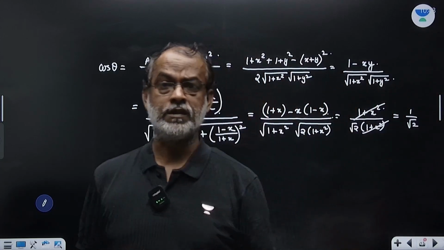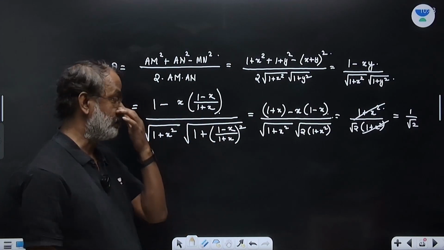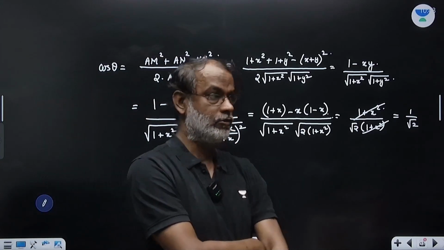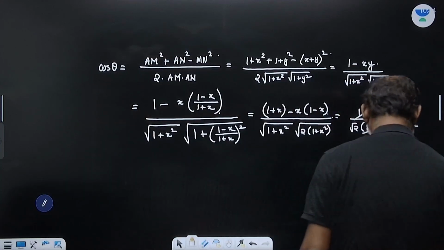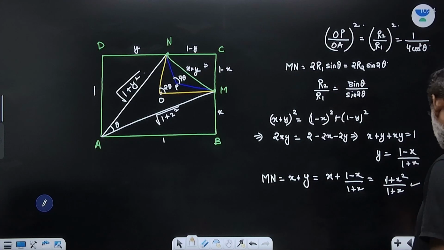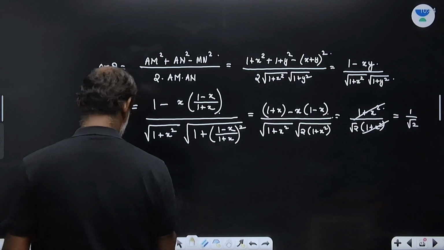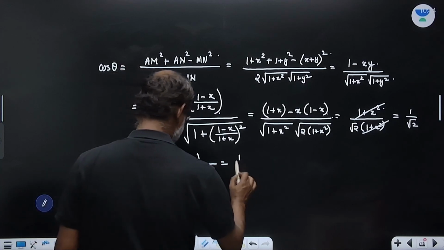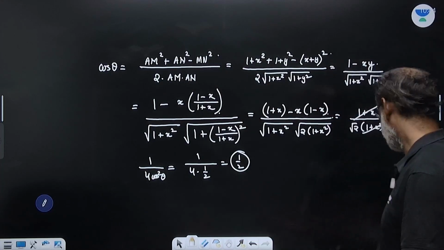Because this question had a fixed answer, I was pretty sure that x would get cancelled out. Otherwise, if it turns out to be a function of x, then the question becomes meaningless. So insofar as the question is concerned, 1 upon 4 cos square theta is 1 upon 4 into half. This is 1 upon 2. So this is simply the brute force method.